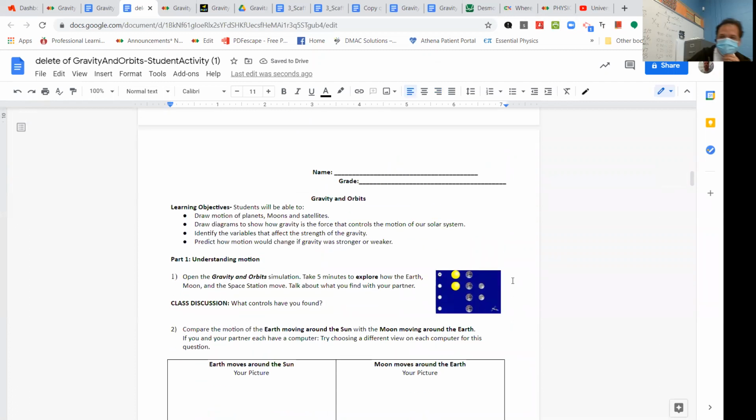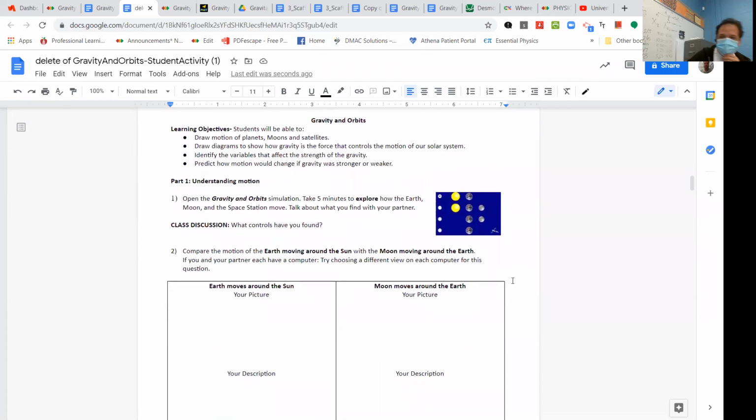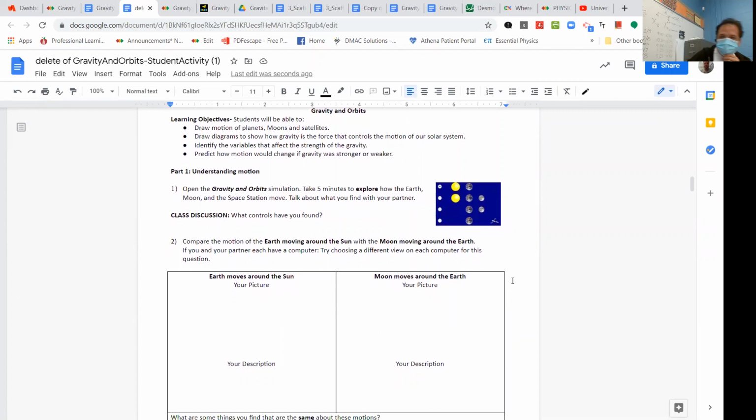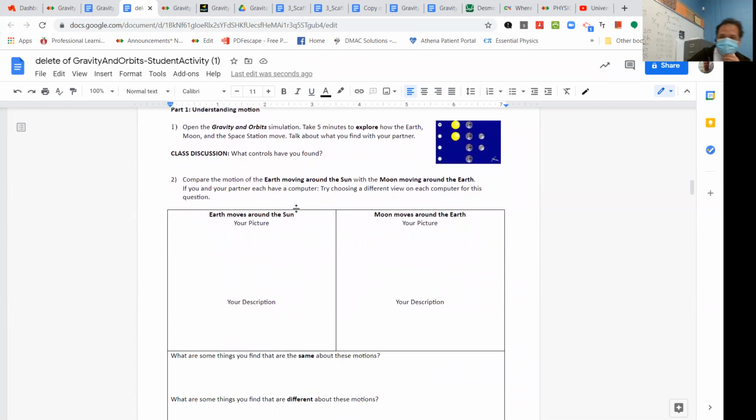Next, draw motion of planets, moon and satellites, draw diagrams to show how gravity is the force that controls the motion of our solar system. Identify the variables that affect the strength of gravity. Predict how motion would change if gravity was stronger or weaker. So you're supposed to explore it. I went through the controls. Compare the motion of the Earth moving around the sun with the moon moving around the Earth. If you have your partner and each have a computer, try choosing a different view on each computer for this.